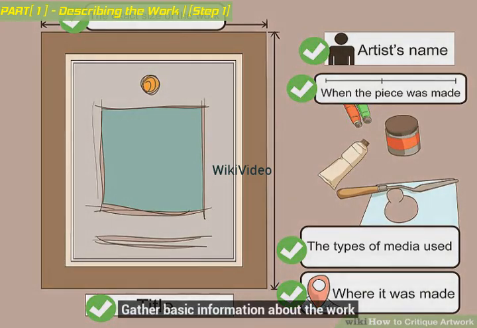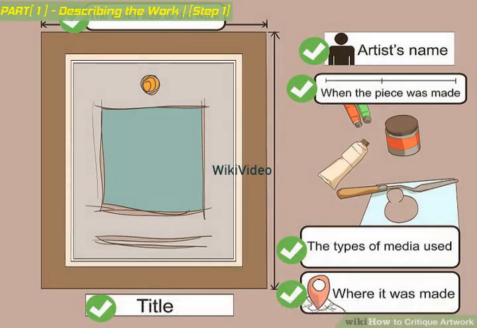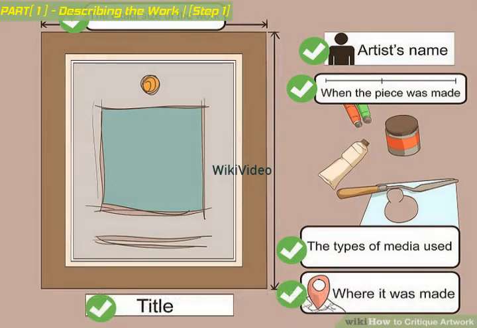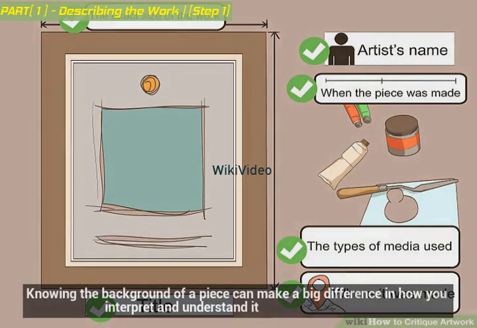Gather basic information about the work. This is the sort of thing you'd find on a museum or gallery label, or in the caption in an art book. Knowing the background of a piece can make a big difference in how you interpret and understand it.